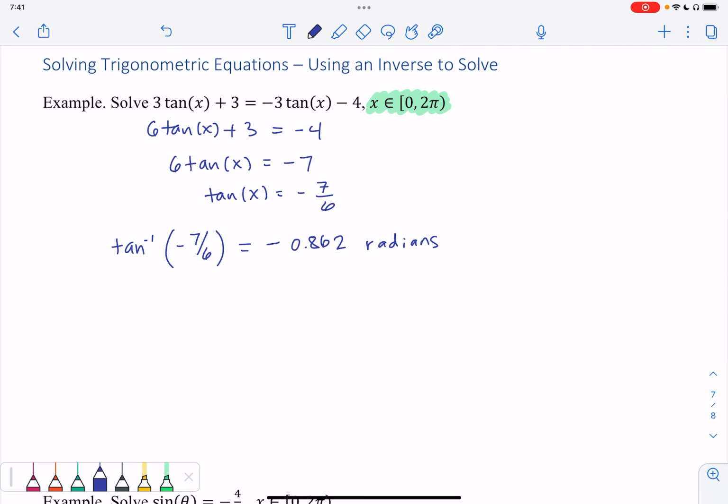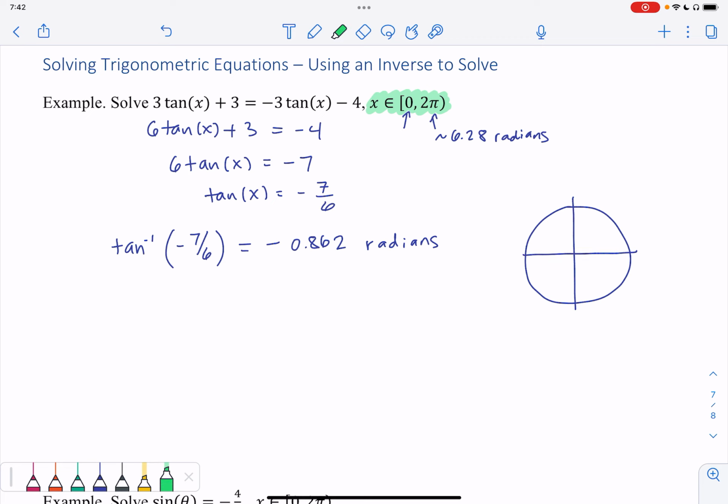Now, what's the interval that I need my answers in? Well, 0 is just 0 radians, of course. But 2 pi is about 6.28 radians. So is negative 0.862 radians in this interval? No, it is not. But let's try to see where it is on the unit circle.